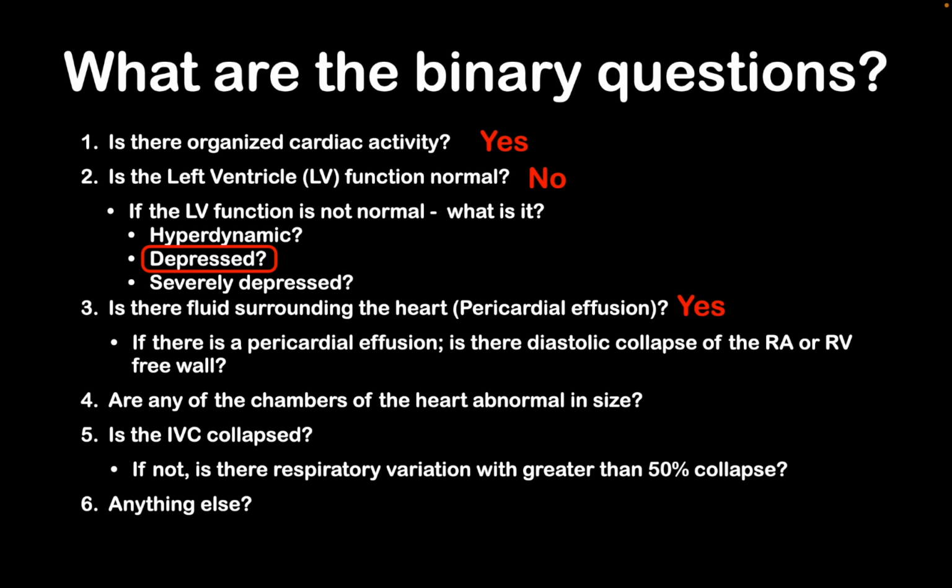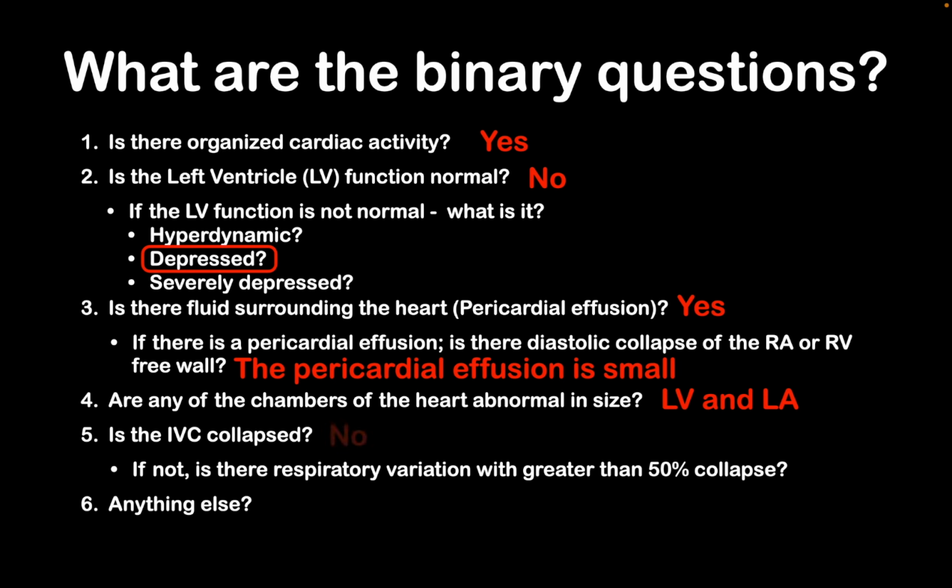And then, is there fluid surrounding the heart, or pericardial effusion? Yes, there is. No, there's not tamponade. There's no collapse of the RA or RV. The pericardial effusion is small. The left ventricle and the left atrium are both enlarged, the left ventricle being dilated and also the left atrium. Is the IVC collapsed? No, it's not. There's no variation on this.